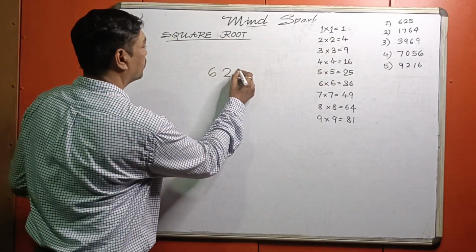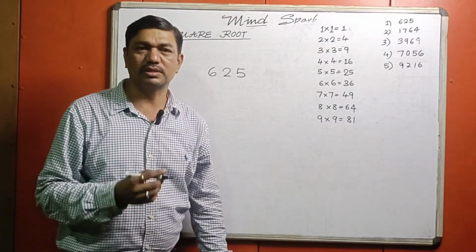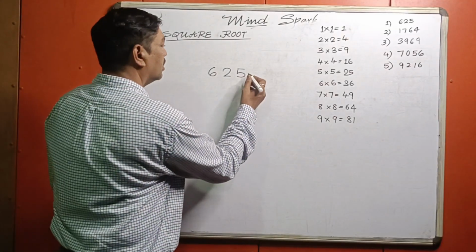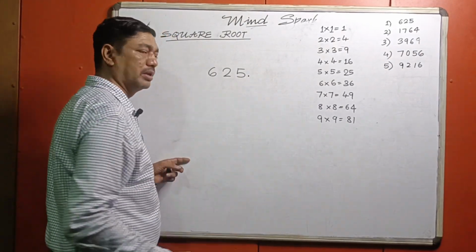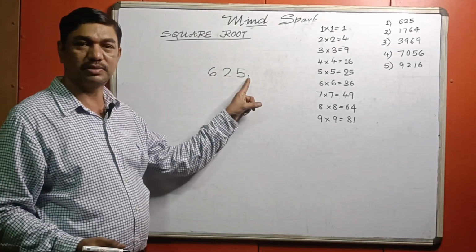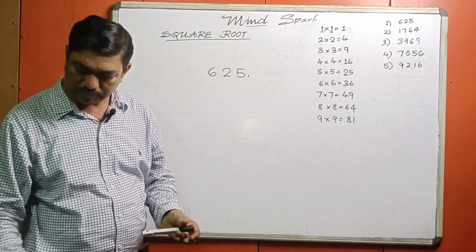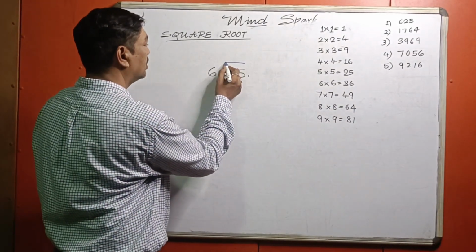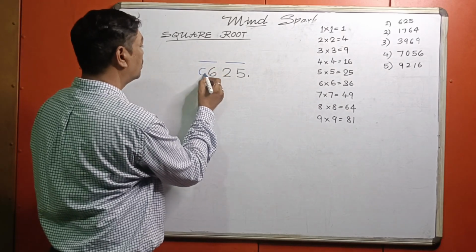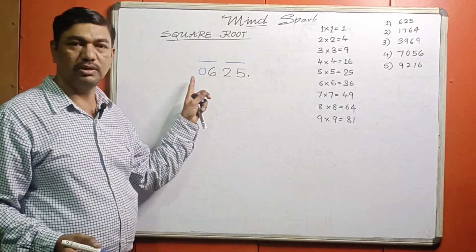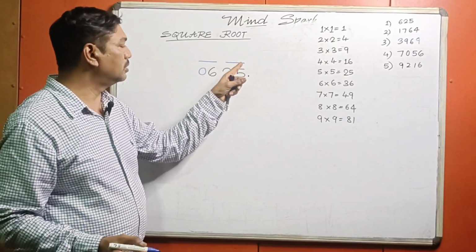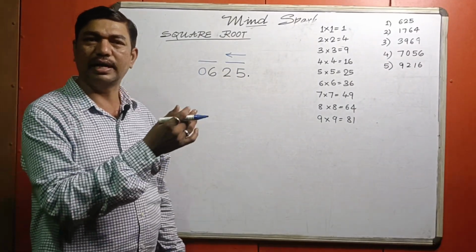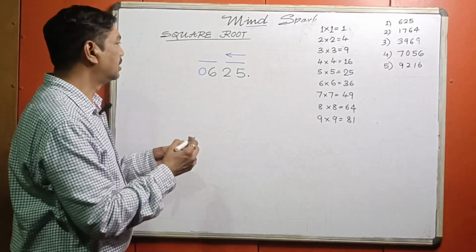As you all know, this number has a decimal point, whether it is written or not. You have to classify it and make pairs of these digits. How do you make the pairs? You go in the direction from right to left. You know there is no pair for 6, so you can put 0 here.